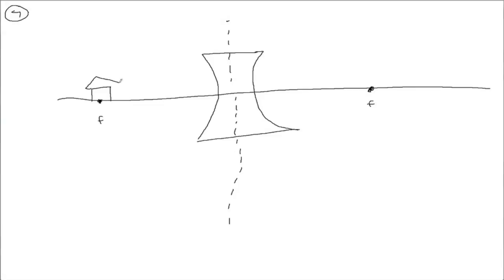and this is also F, but the object is on F. So we know that that means that, and this is concave, so it's diverging. And diverging, then it's upright, virtual, shrunk. Okay. Oh, then I should draw this bigger.